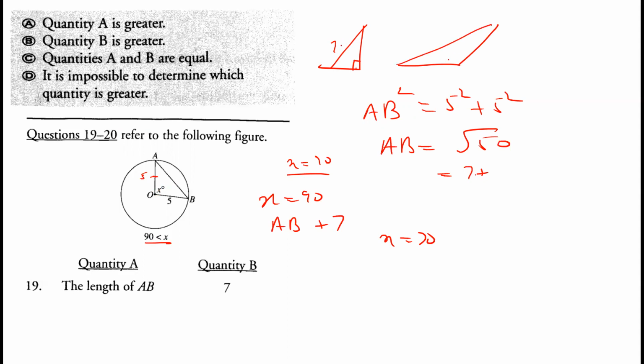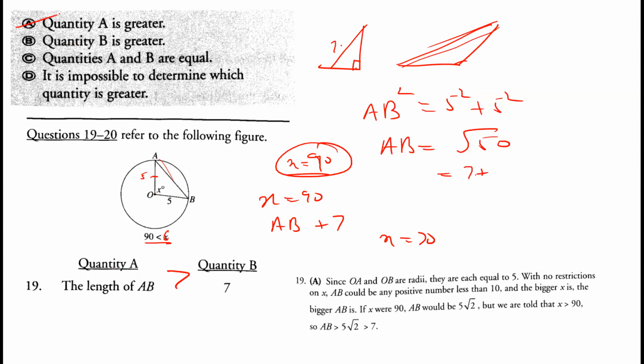If this angle is more than 90 now, then this length AB would be more than 7.1. At 90 it is 7.1, so if x equals 90, this is the point when AB is 7.1. When x is more than 90, the length of AB will be even more than 7.1. So the length of AB is more than 7. So option A is correct.